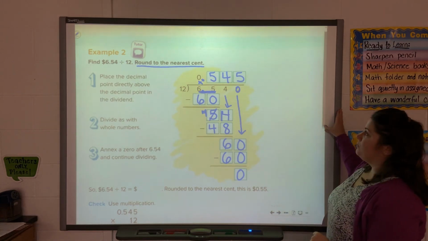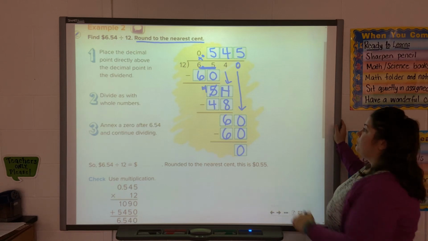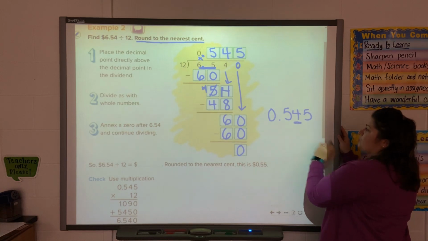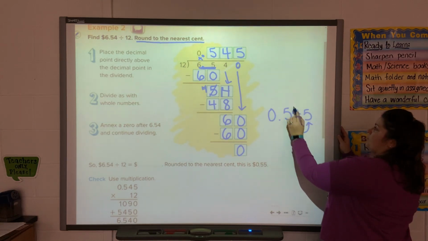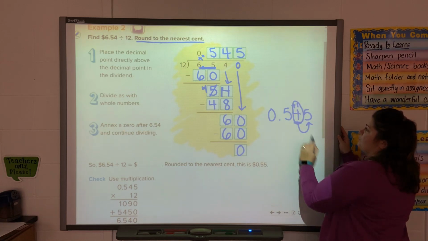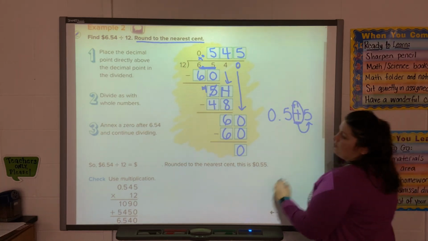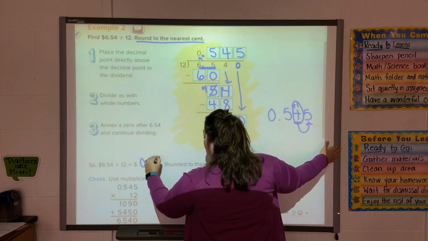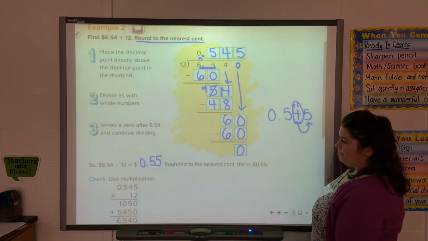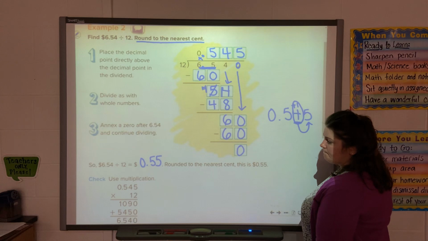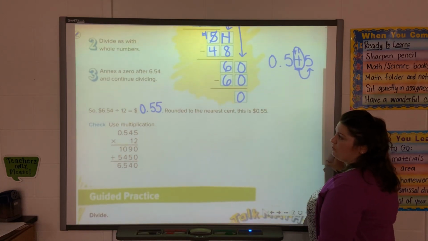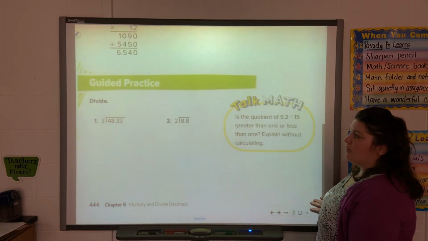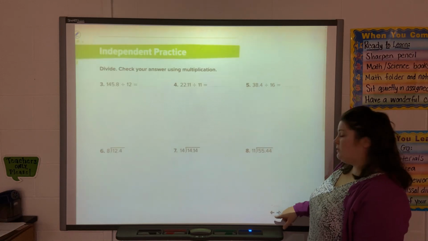Remember, we have to round this to the nearest penny or hundredths or cent. So when we have 545 thousandths, and we round to the nearest hundredths, 5 and above give it a shove, so the 4 becomes a 5. So $6.54 divided into 12 gives us 55 cents. You can use multiplication to check your work.